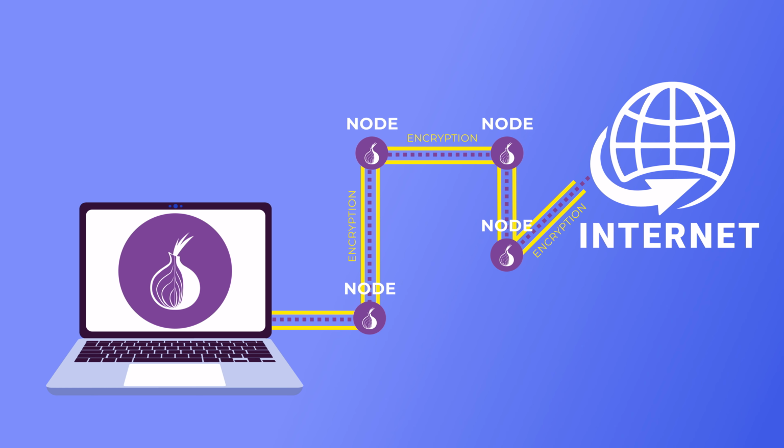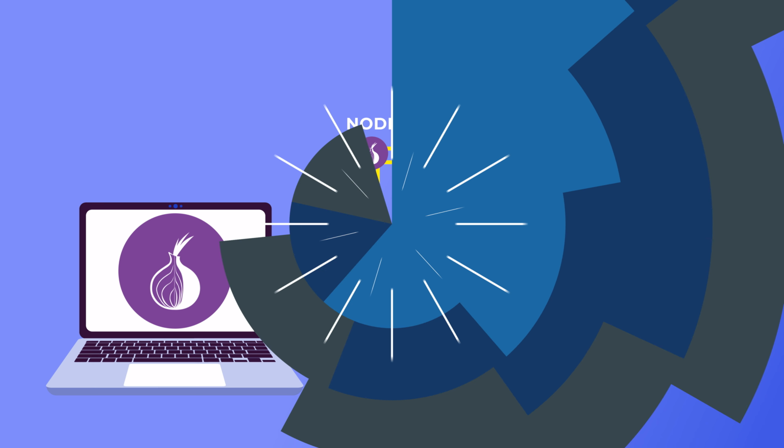The first relay sees your IP address, but not your final destination. The last relay sees where the traffic is going, but not where it came from. By the time your request reaches its destination, it's passed through multiple layers, making it very difficult to trace it back to you. And that's the goal of Tor: anonymity.